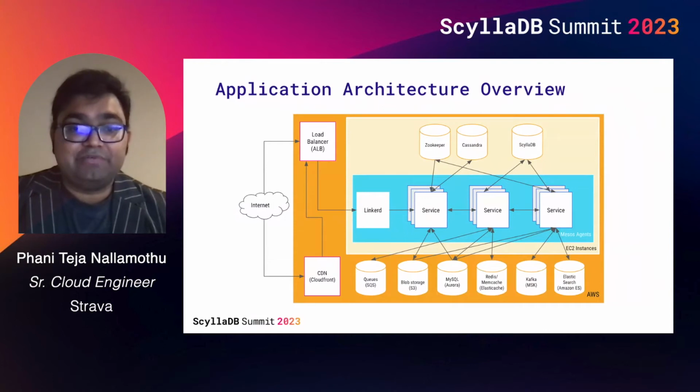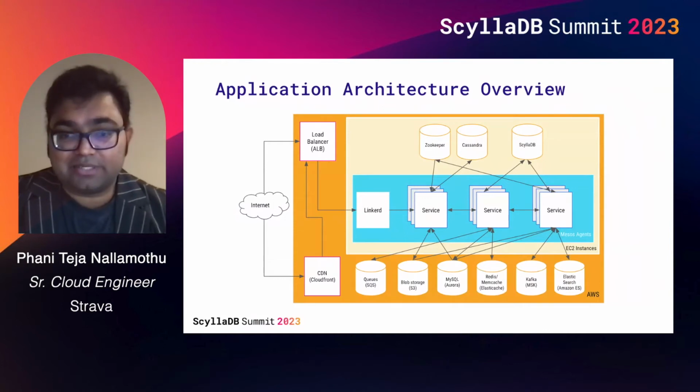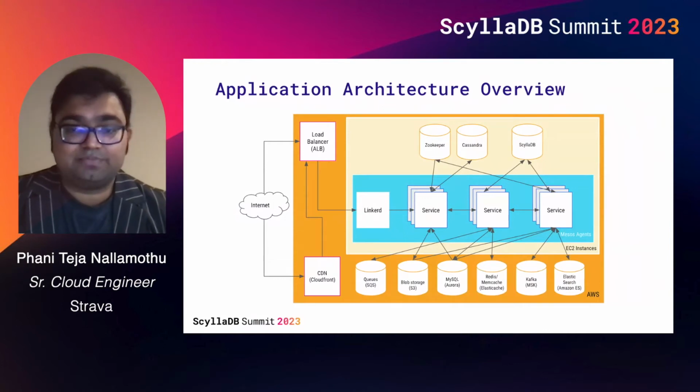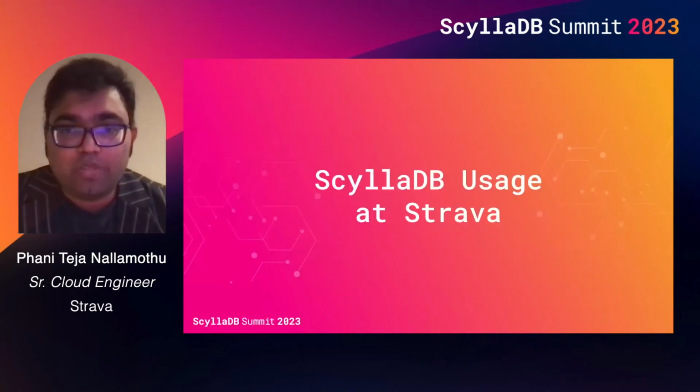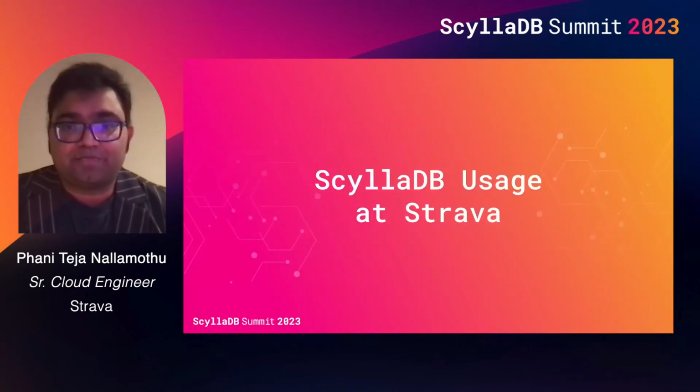Strava uses a wide variety of data stores like Amazon RDS MySQL, Redis, Memcache, S3, a few Cassandra clusters, and a lot of Scylla clusters. So how is ScyllaDB being used at Strava? I'd like to discuss a few use cases where ScyllaDB is being used.